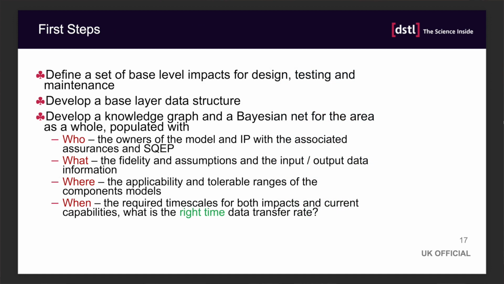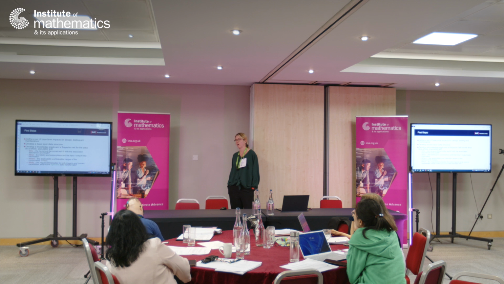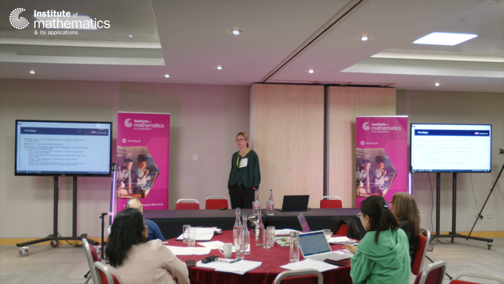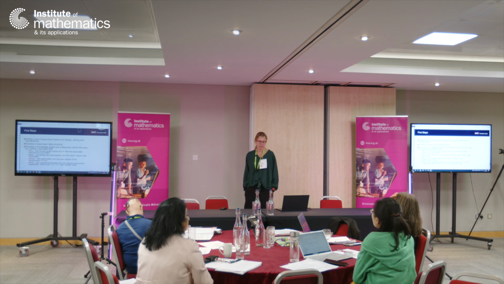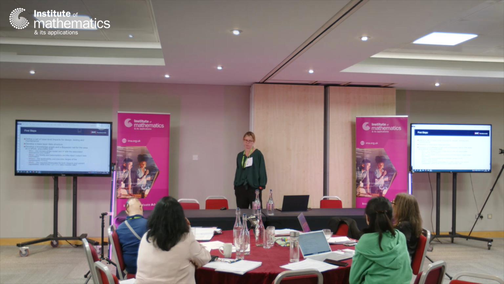So I kind of did a first steps, because my talks generally go, I don't know how to do it, someone help me. So I'm coming slightly off-piste here and going, well, I think the first steps are to define a base level impact for design and testing of a digital twin. Then develop a base level structure. What fits together, why, for what outcome? Define where your digital twin works and what it works for. Then develop a knowledge graph. We know how to do that as mathematicians. It's a Bayesian net, basically.